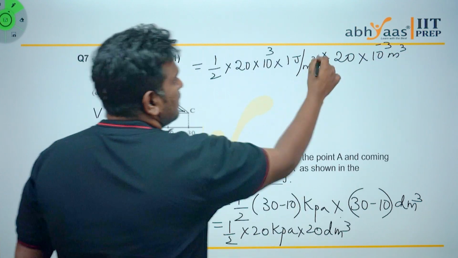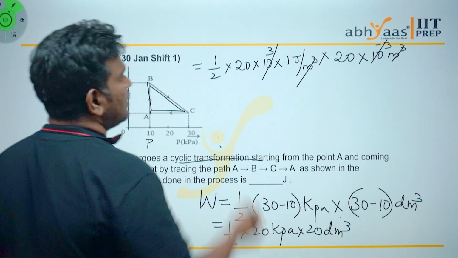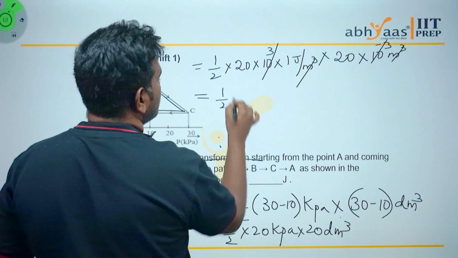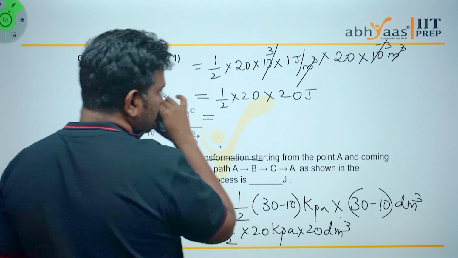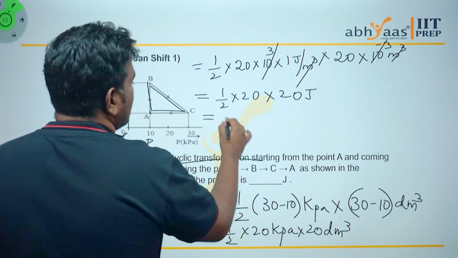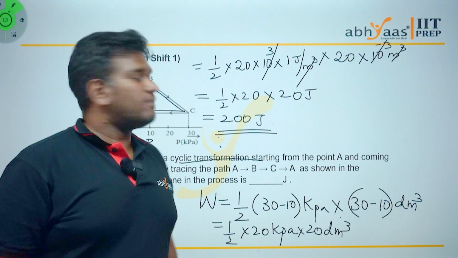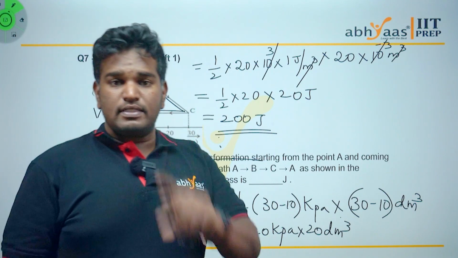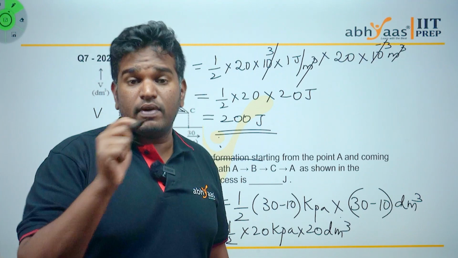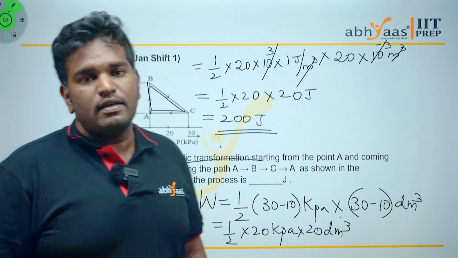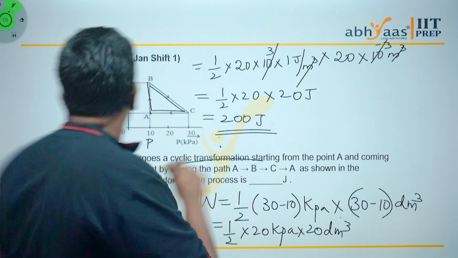So here what is happening? Meter cube and meter cube will be cut. 10 raised to 3 and 10 raised to minus 3 will be gone. So here what I have is half into 20 into 20 joules. 20 into 20 is 400, half, the answer will become 200 joules. So this is an easy question if you understand the concept of that particular cyclic transformation and what the work done will be. I hope this is clear for you. We will move to the next question.